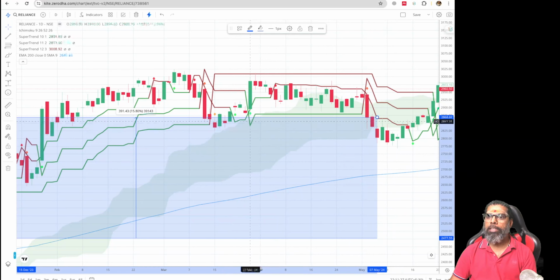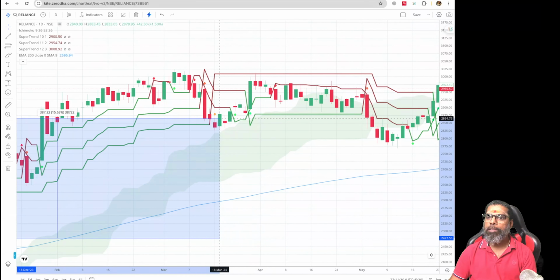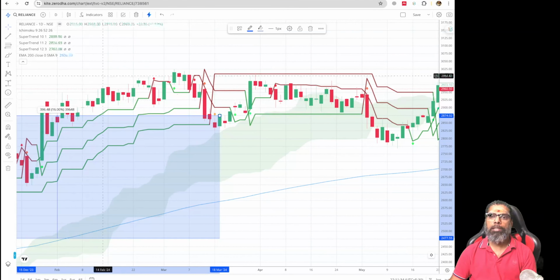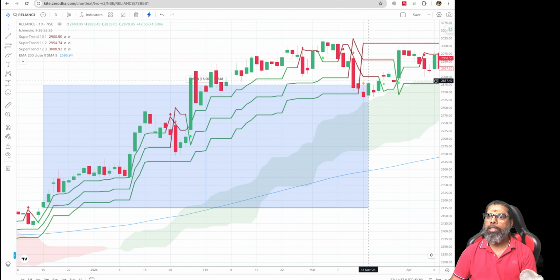If you would have exited here, this is 16%. From here, if you exited here, 16% return. Yeah, hope you understood the concept of using SuperTrend and Ichimoku Cloud. I don't think anybody would have told you this kind of concept. Hope it will be helpful for you. Use it mindfully and stay invested. Thank you.